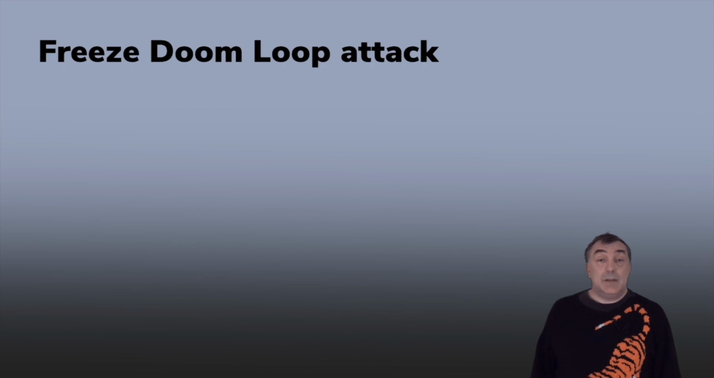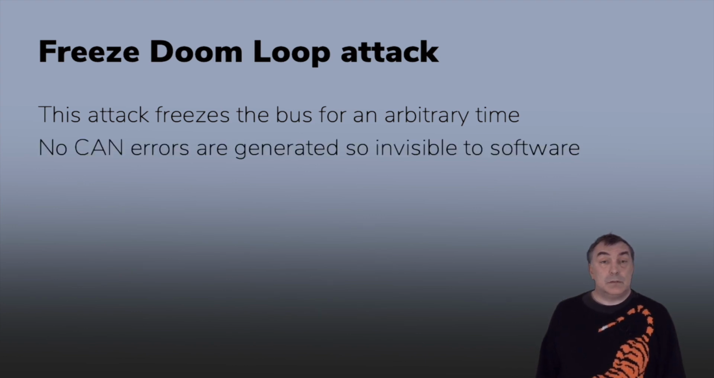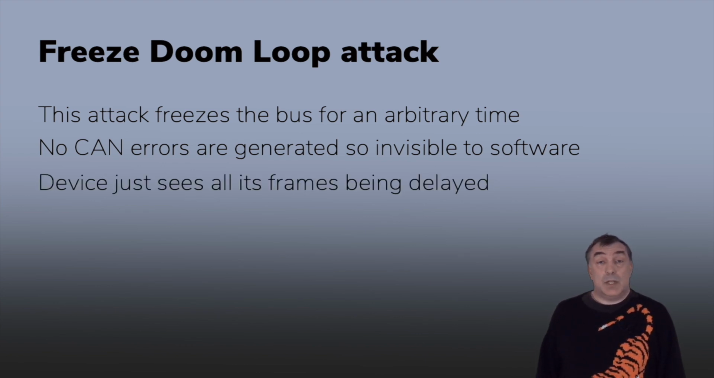The next attack exploits a mostly forgotten part of the CAN protocol. It silently freezes the bus for an arbitrary time. No CAN errors are generated by the attack, so it's mostly invisible to software. The only symptom is that frames are delayed. From a sender's perspective, frames are put into the CAN controller and they simply hang around in the controller for an arbitrary time. From a receiver's perspective, it's as if no one is sending frames and the bus is idle. This can have all kinds of effects.